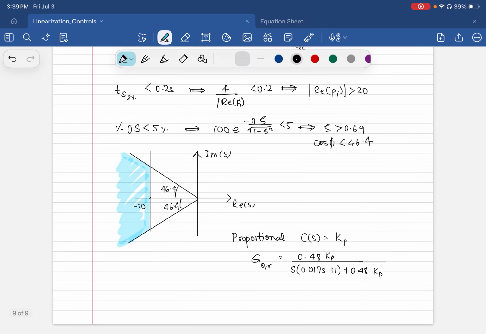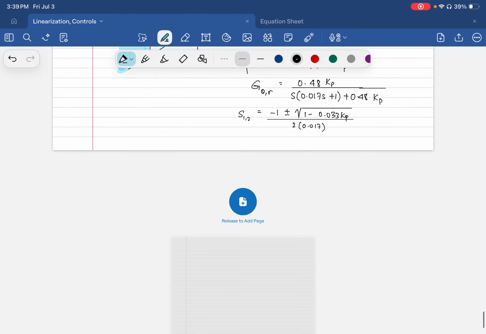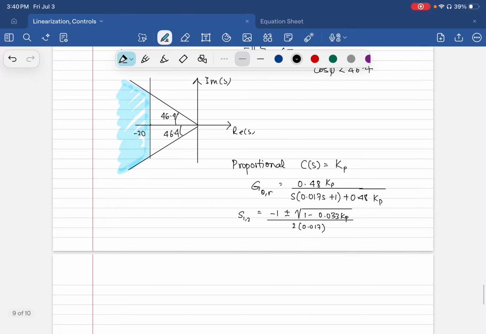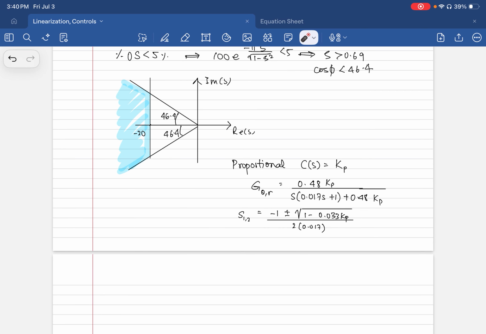What are the poles of this system? You will get minus 1 plus or minus root over 1 minus 0.033 Kp over 2 times 0.017 if you do the calculations. And what this means is now for our closed loop system with a proportional controller, these are the roots. Now these roots must be in this region. So what is really determining the position of the roots is this guy here.